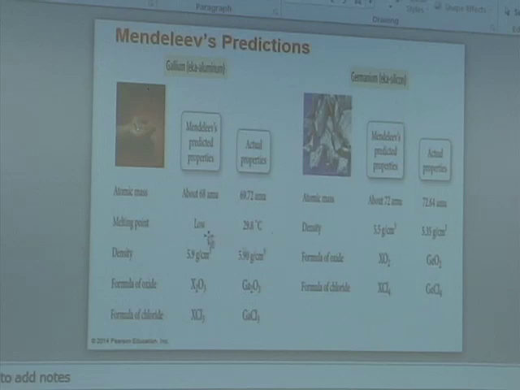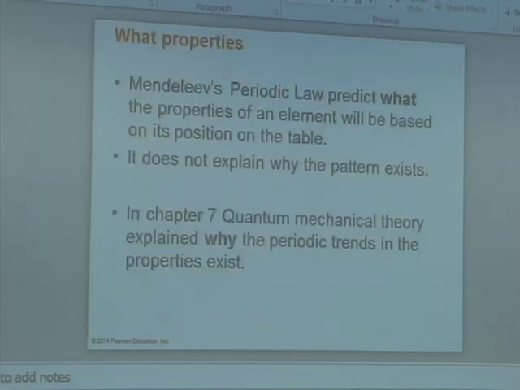So he predicted these properties, where germanium's atomic mass should be around 72, and the actual measurement was 72.64. Isn't that quite interesting? And the density, 5.55, and the actual was 5.35. And the formula for the oxide, GeO2, and for the chloride, GeCl4. And similarly for gallium. So that was really quite a remarkable feat.